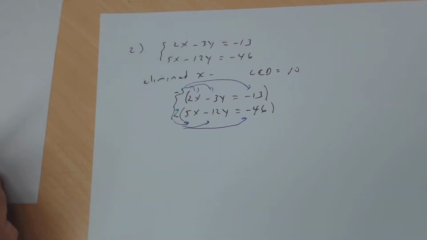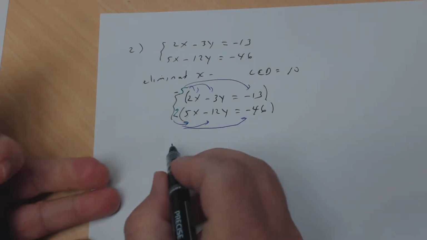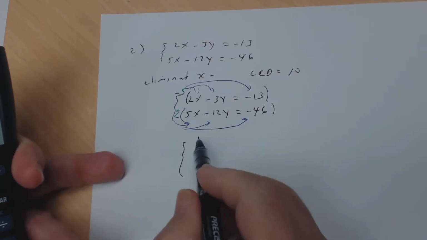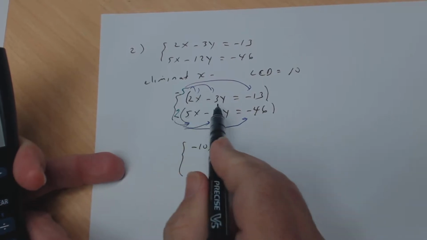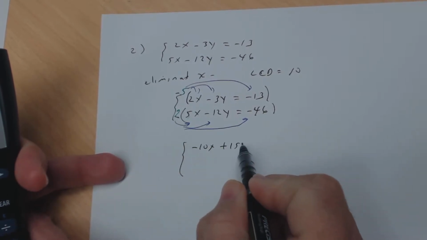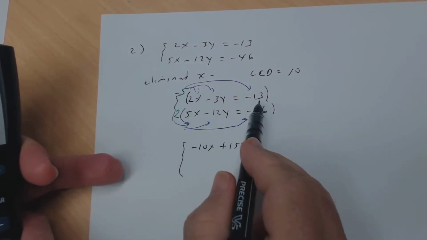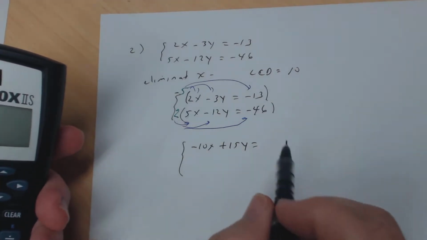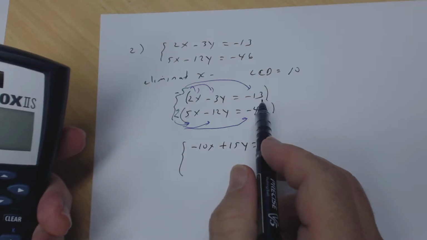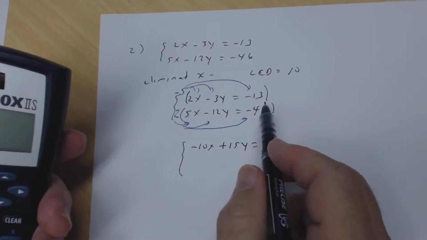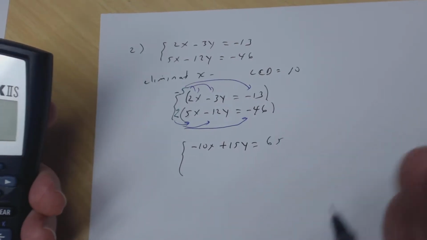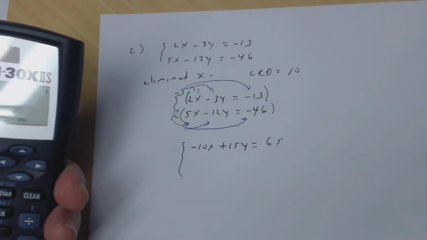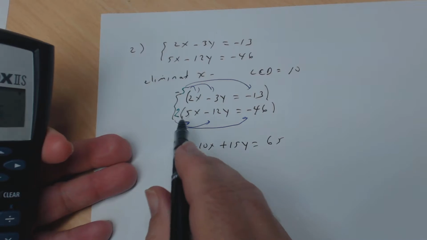All right, so we're going to get negative 5 times 2x is negative 10x. Negative 5 times negative 3 is a positive 15y. Negative 5 times a negative 13 is a positive, negative times a negative is a positive, 13 times 5 is 65. All right, and always double check. If you do that in your head, be careful, double check. All right, 65.